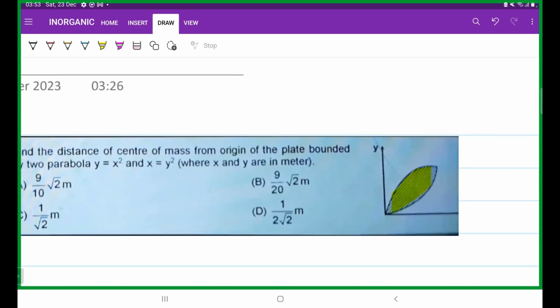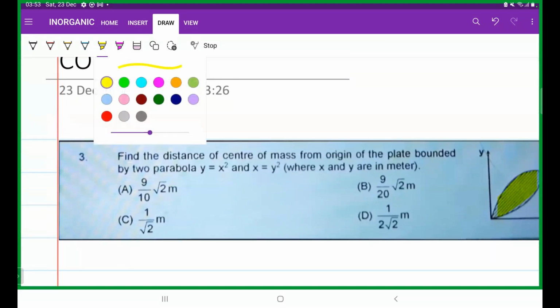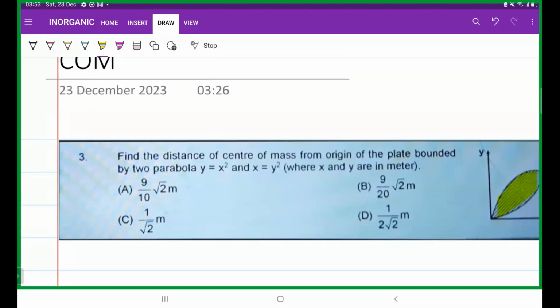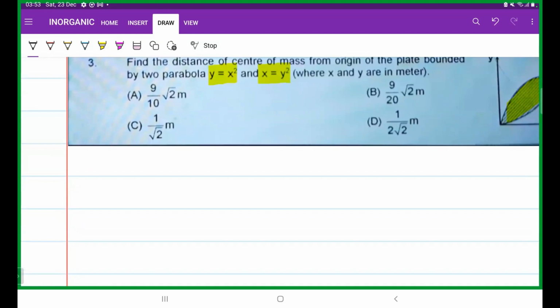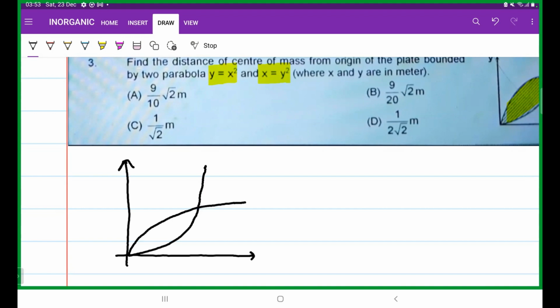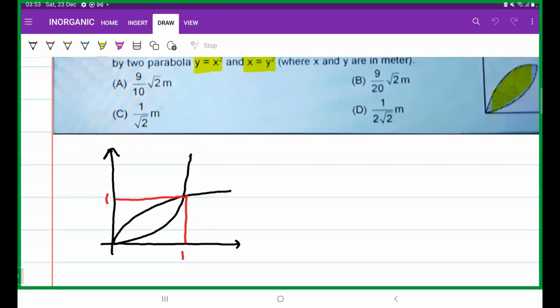this curve, which is basically the intersection of the curves y equal to x square and x equal to y square. So let me just draw this first. Okay. So as you can see, my drawing is terrible. This should look like a square, but it's looking like a rectangle. But anyways, we have to find the area of this.